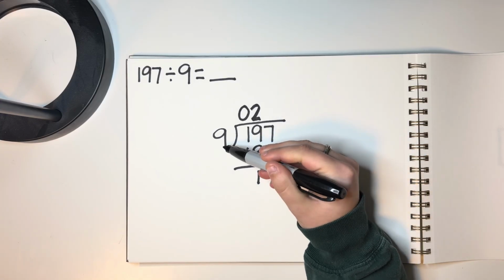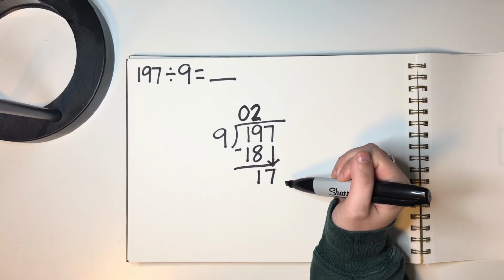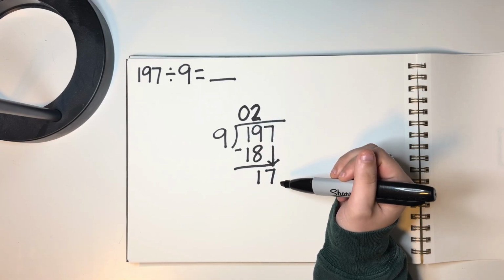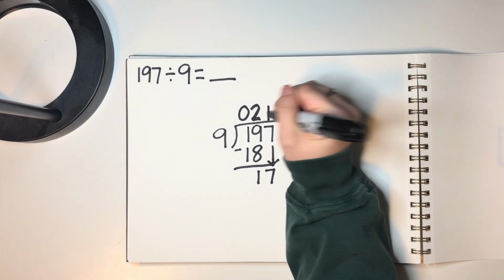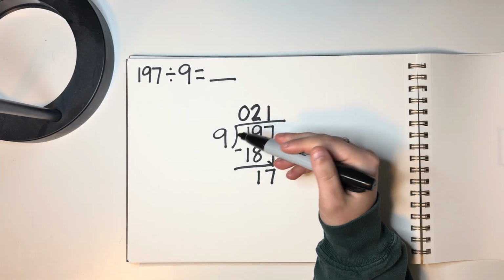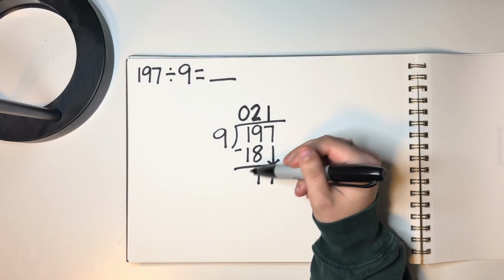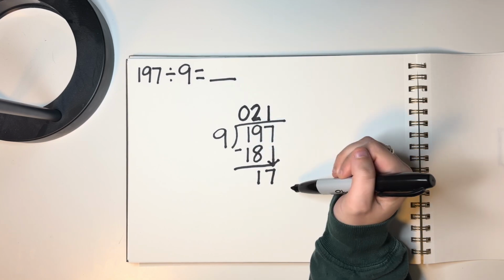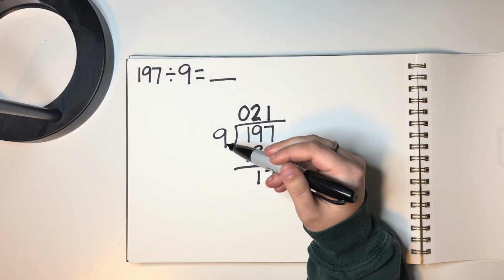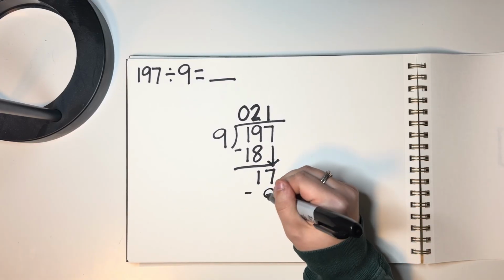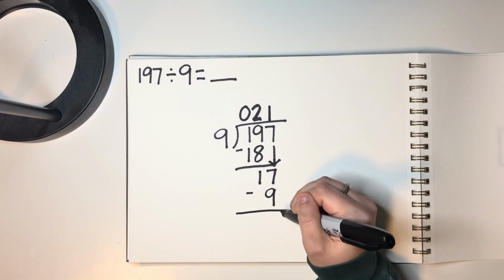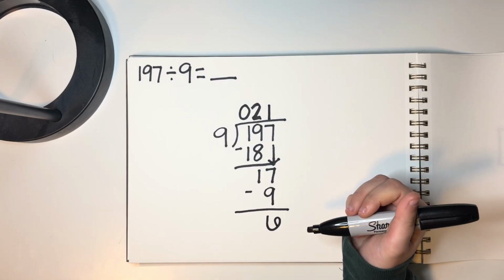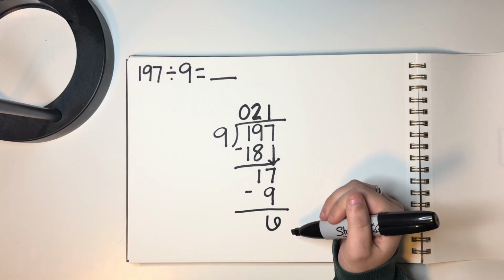And now my question is, does 9 fit inside of 17? And if so, how many times? 9 does fit inside of 17, but it only fits inside of 17 one time, because as we established before, 9 times 2 is 18, and that's too much. 18 doesn't fit inside of 17. So only one group of 9 fits inside of 17. 1 times 9 is 9, so I'm going to subtract 9 from 17. And 17 minus 9 is 6. 9 does not fit inside of 6. So I'm done here. 6 is my remainder.